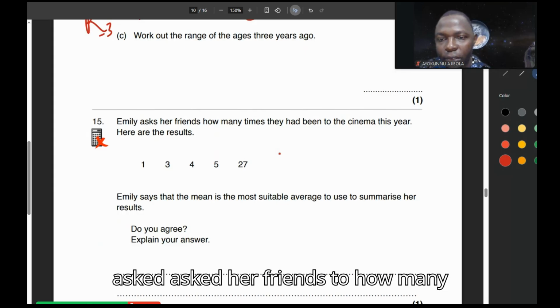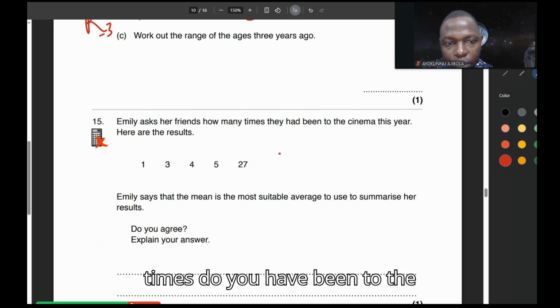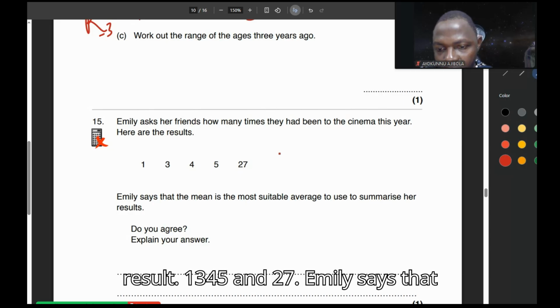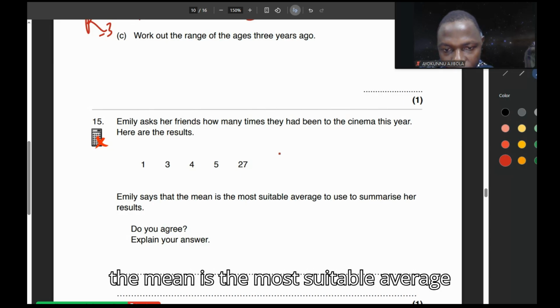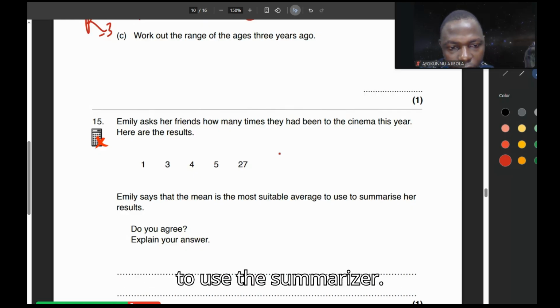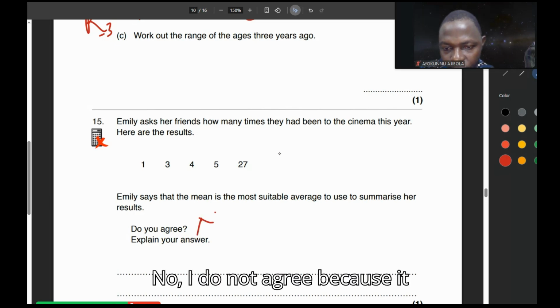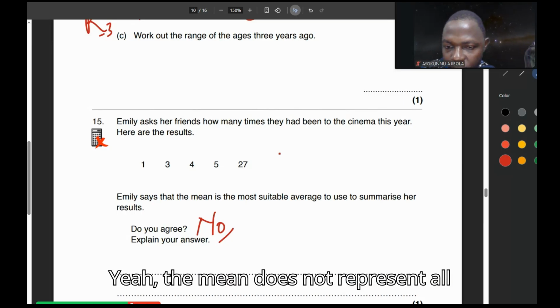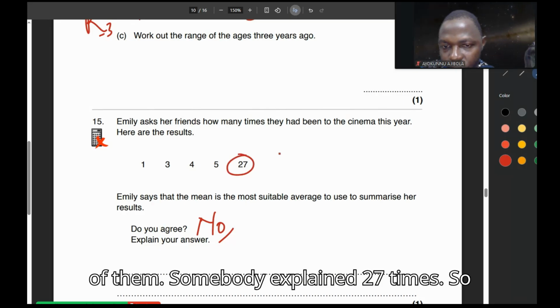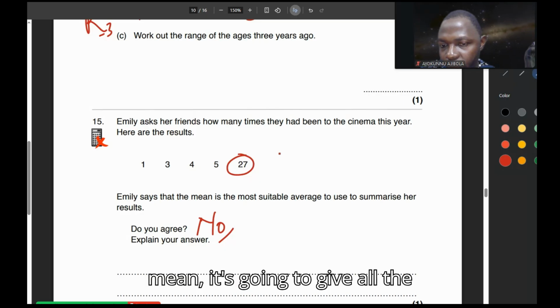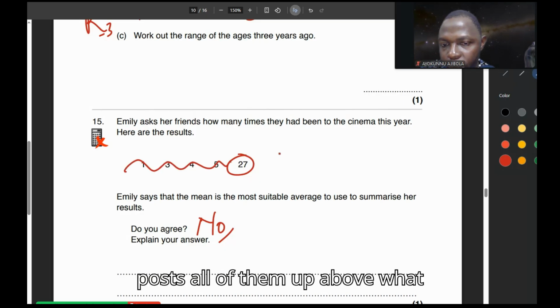Emily asks her friends how many times they had been to the cinema this year, and this is the result: 1, 3, 4, 5, and 27. Emily says that the mean is the most suitable average to use to summarize it. No, I do not agree because it has a wider range. The mean does not represent all of them. Somebody has gone 27 times, so if you use that along with the mean, it's going to boost all of them up above what they have done.